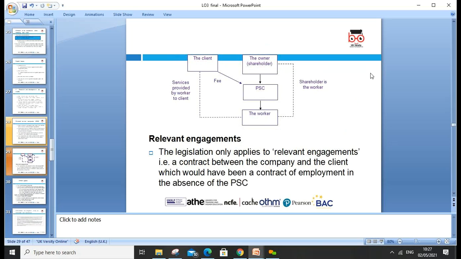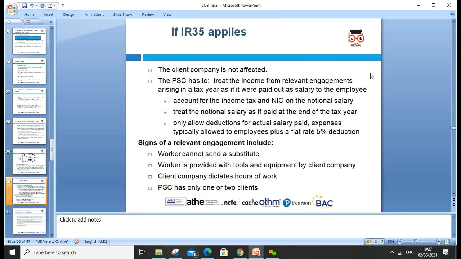So that's one. Okay, the client, the service provided by the worker to clients, and ownership: the shareholder of the PSC is the worker. So the legislation is only applied to the relevant engagement contract between the company and the client, which would have been a contract of employment in the absence of the PSC. Okay. Under IR35, the client company is not affected.